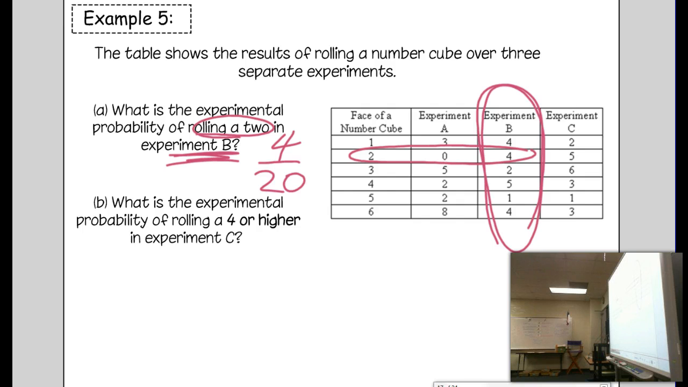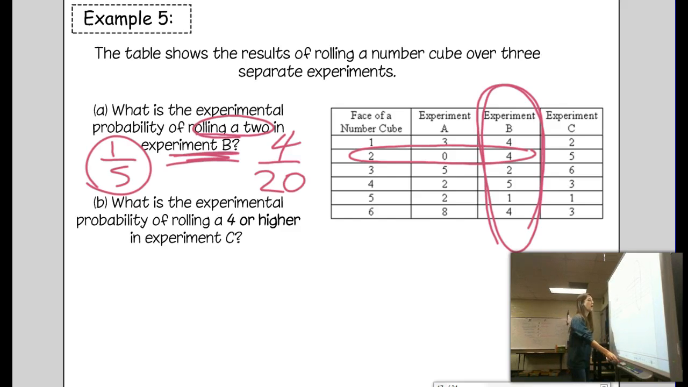Well, same thing. You cannot put 4 over 20 as your answer. You will get it wrong. So what do you need to do to that 4 over 20? 4 divided by 20, math, enter, enter. What do you get? 1/5. 1 out of 5 times they rolled a 2.